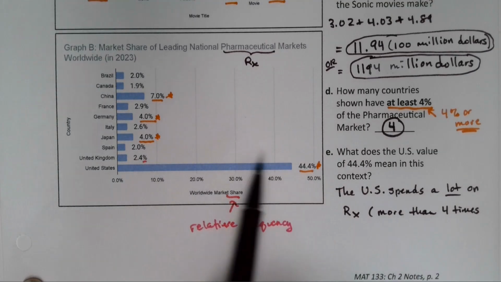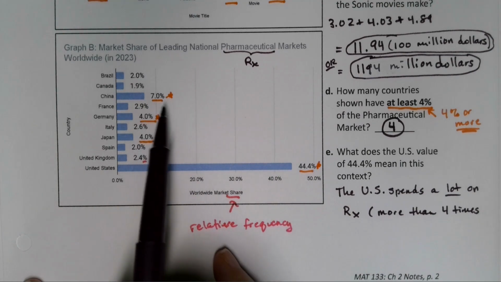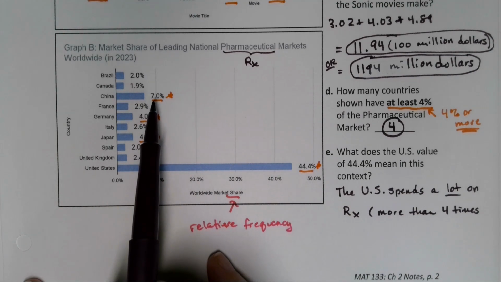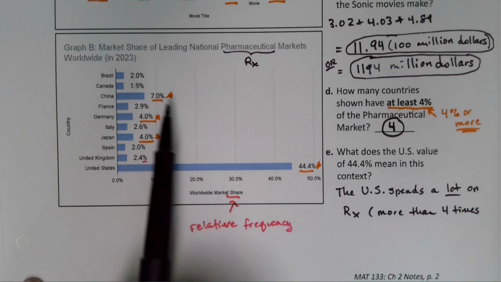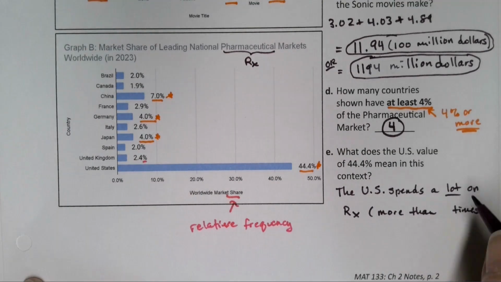I'm just doing that 4 because 10 times 4 would be 40, and we're past that. I mean, actually, I think we're more than 5, right? Because 5 times 7 is 35, and we're past that. So more than 5 times as much as the nearest competitor.